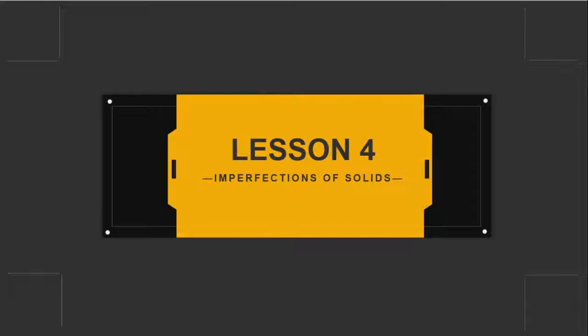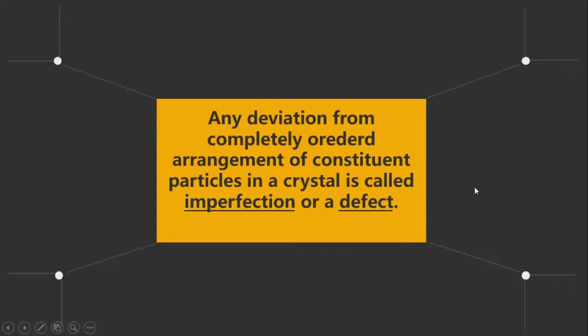Good day! So, ang topic for today ay about sa imperfections of solids. Any deviation from completely ordered arrangement of constituent particles in a crystal is called imperfection or a defect. Nagiging imperfect ang solid kapag nagkakaroon ng irregularity sa pattern ng crystal arrangement sa solid lattice. Ang lattice ay ang ordered array of points na nagde-describe sa arrangement ng particles at nakaka-form ito ng crystal.